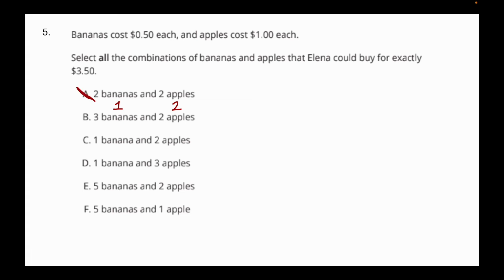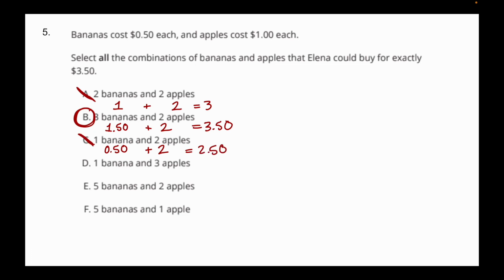So it's not going to be A because that would only cost me $3 altogether if we added it up, and not $3.50. 3 bananas is going to be $1.50: 50 cents, 50 cents, and 50 cents. And then 2 apples makes $3.50. So B is an answer. Option C, they're saying, what about 1 banana and 2 apples? Well, that would be 50 cents, and 2 apples, that's not going to work out. That's $2.50.